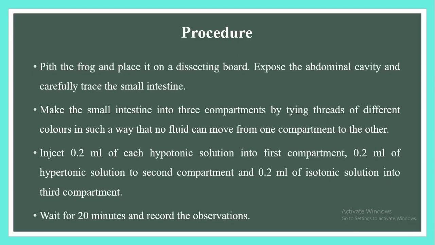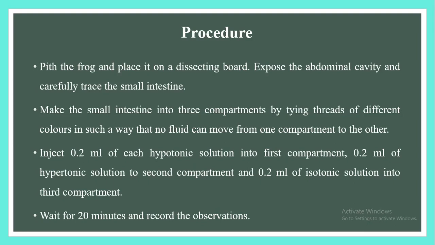Now the procedure. First of all, pith the frog and place it on a dissecting board. Expose the abdominal cavity and carefully trace the small intestine. Divide the small intestine into 3 compartments by tying threads of different colors in such a way that no fluid can move from one compartment to the other.